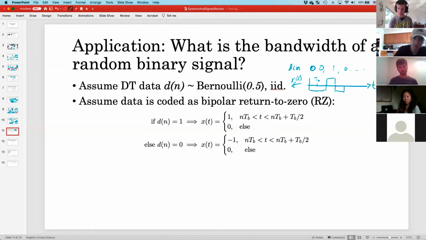But again, these are random. I'm not saying that this is exactly what the signal would look like, but if we were to come across the bit stream 0010, then the waveform would look -1 for 2 bit periods, +1 for 1 bit period, and then -1 for the fourth bit period.